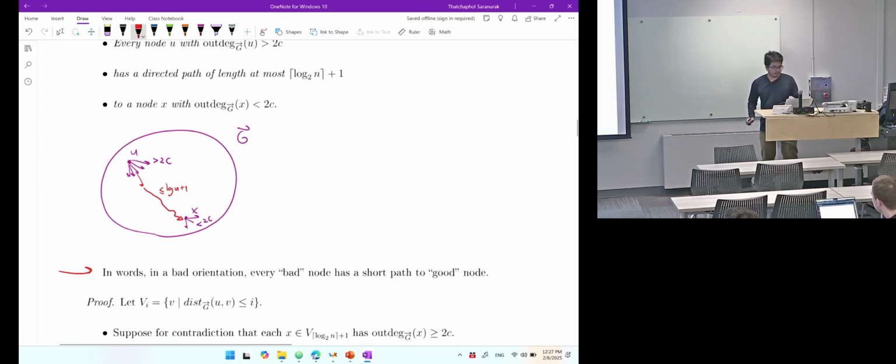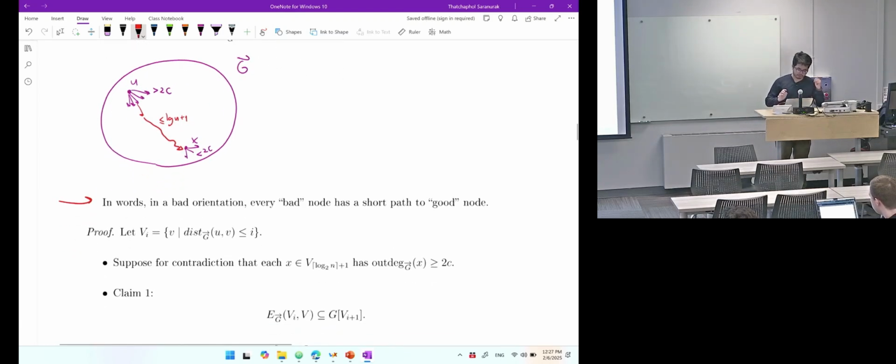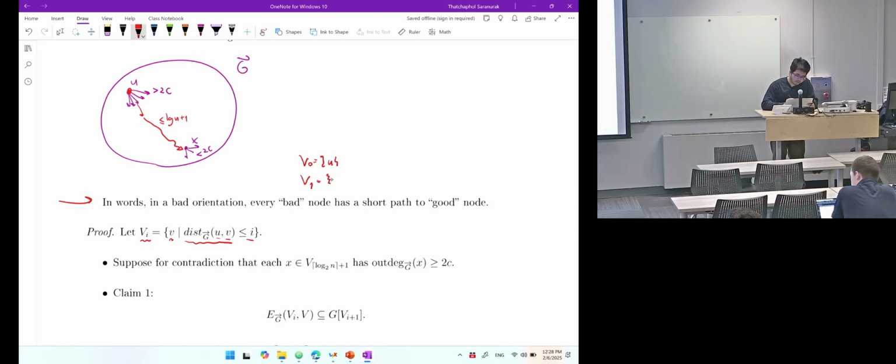So let's prove this. How do we prove this? Okay. Let's look at this node U, right? I will define V_i. It's just every node V such that the distance from U to V is at most i. So V0 is just U. V1 is just all out neighbors of U, and so on. Okay.